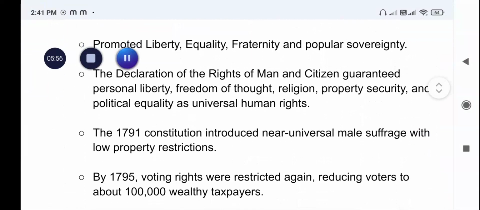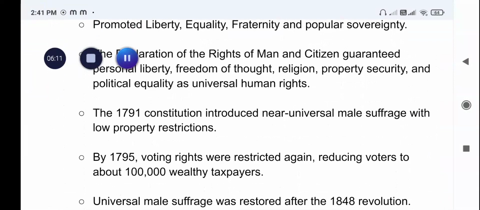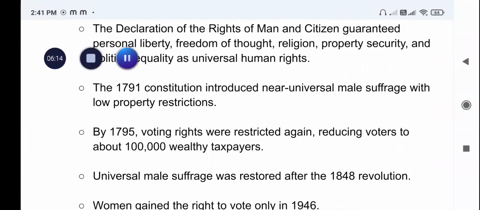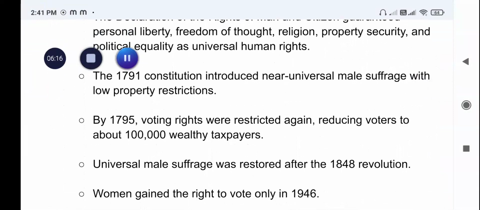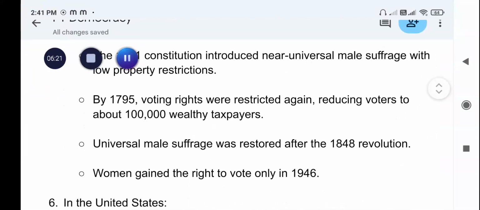In 1791, the Constitution introduced near universal male suffrage with low property restrictions. In 1795, voting rights were restricted again, reducing voters to about 10,000 wealthy taxpayers. Universal male suffrage was restored after the 1848 revolution, but women were given the right to vote only in 1946.